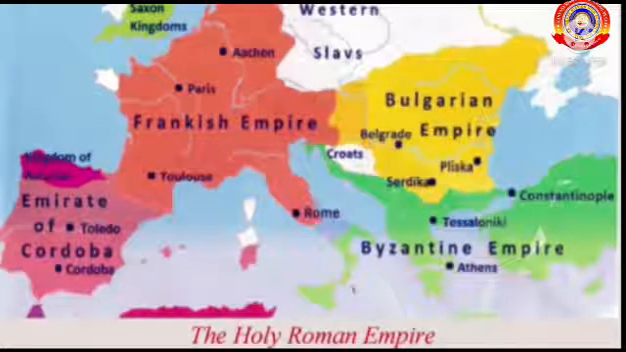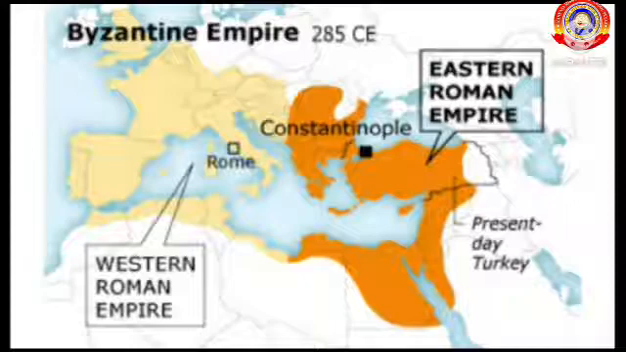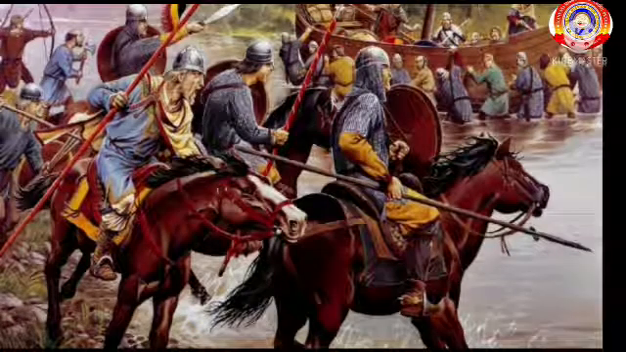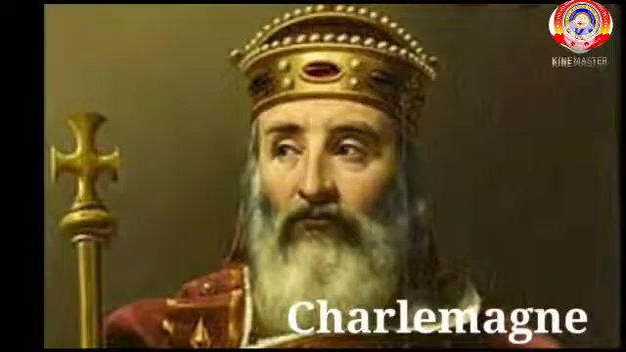Next, the Holy Roman Empire. The Western Roman Empire, with its capital at Rome, came to an end due to the continuous invasions of the Germanic tribes. The territories of the Roman Empire were captured by different tribes. The most prominent among them was the Franks. The empire established by the Franks was the Frankish Empire. The famous emperor of the Frankish Empire was Charlemagne of the Carolingian dynasty.